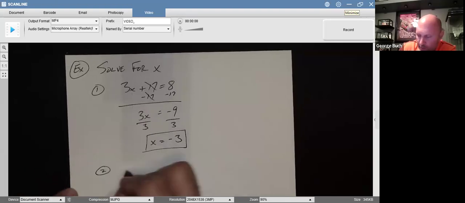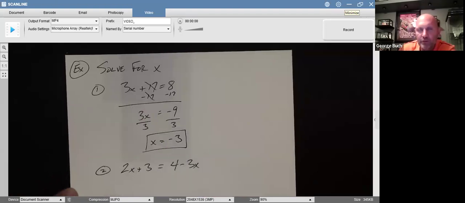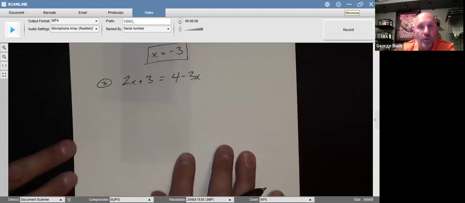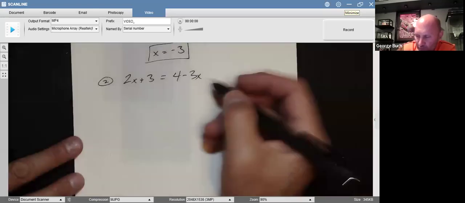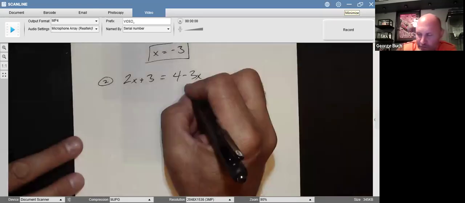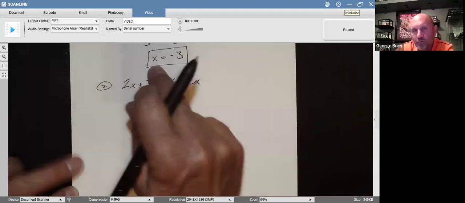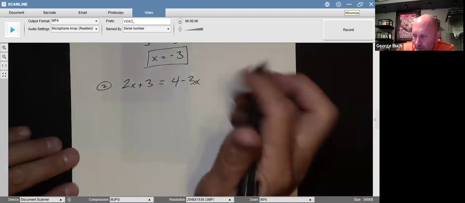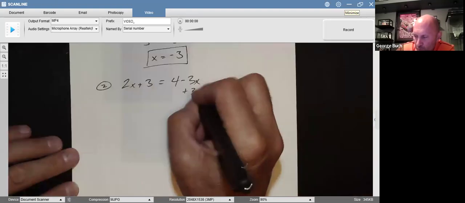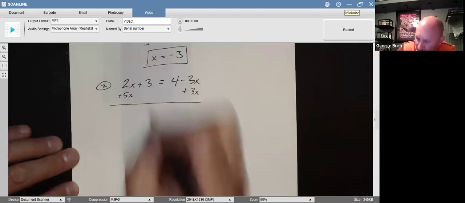What if I have 2x plus 3 is equal to 4 minus 3x? Same thing. I have to get all the x's by themselves, all the constants by themselves. We have a couple ways to do this. I can move all the x's to the left. That sometimes makes it easier, because then I end up with an answer like x equals negative 3, so it's a little easier for me to comprehend. But you can move them either way you want. I have minus 3x, so I need to add 3x, add 3.